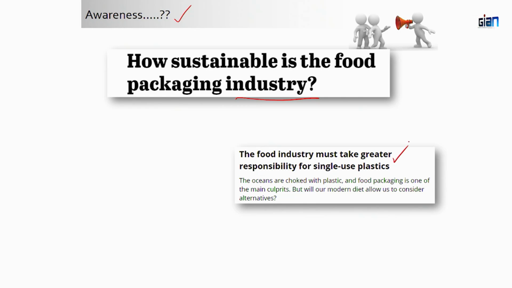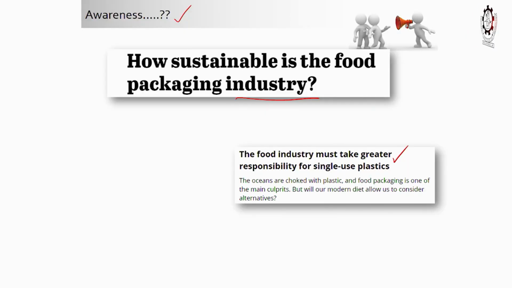Food industry must take a greater responsibility for single use plastics. Government tried to reduce the use of single use plastics. Nobody was listening. What did they introduce? The law, and put a fine. Because of that, people stopped using single use plastic. Now, slowly again it started coming in from hidden bags. Nobody was supposed to have single use plastic, but in remote villages, in cities it is okay, but remote villages still are using it.